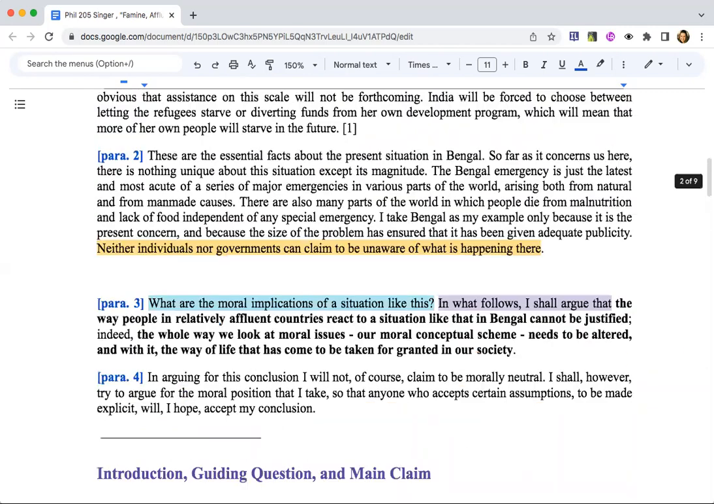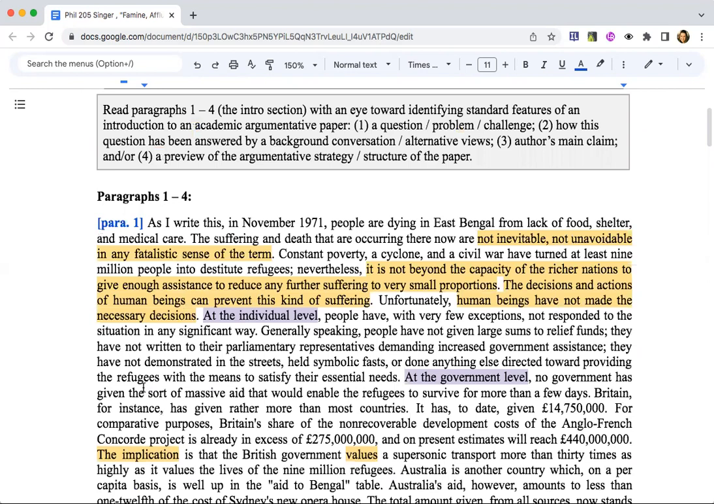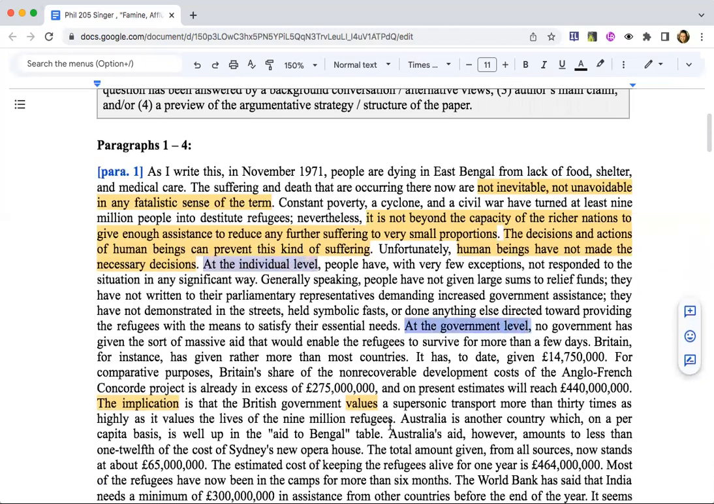So those are some of the things I was highlighting in yellow, and yellow doesn't mean anything in particular, just highlighting things that stand out. Okay, so that situation is not inevitable. People can act, they can make decisions that would prevent suffering. Another fact is people have not made the decisions, not at the level of individuals and not at the level of governments.